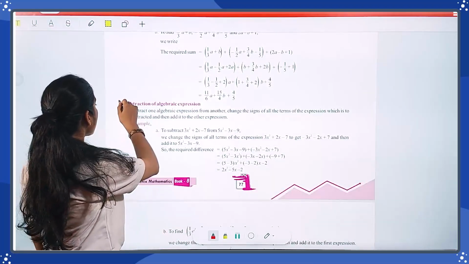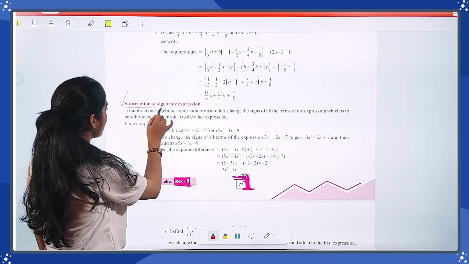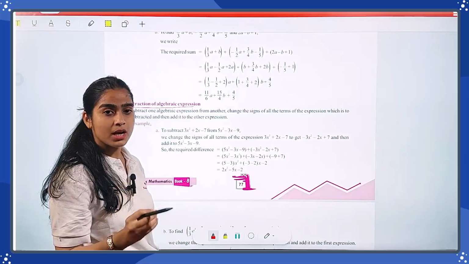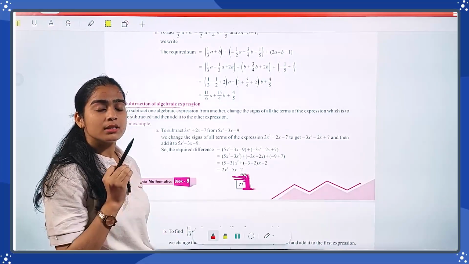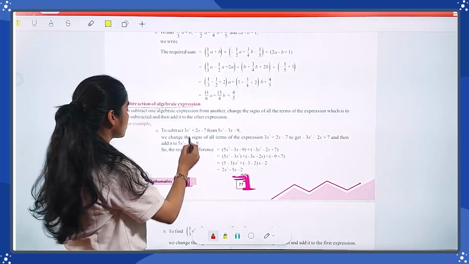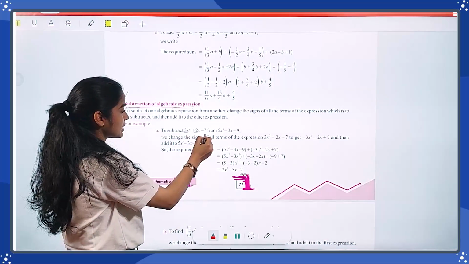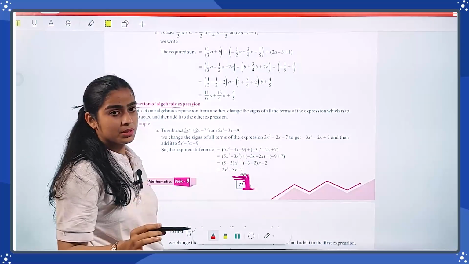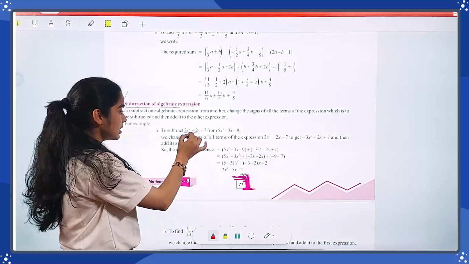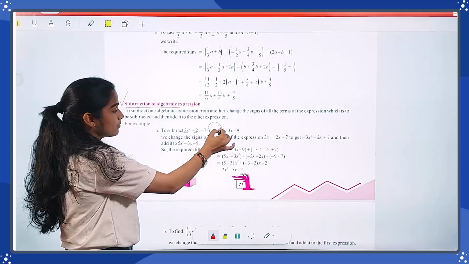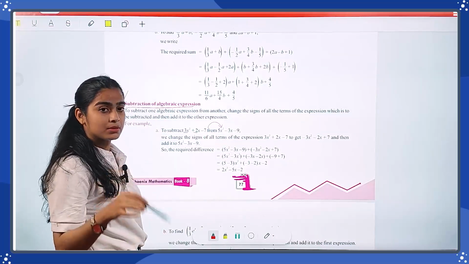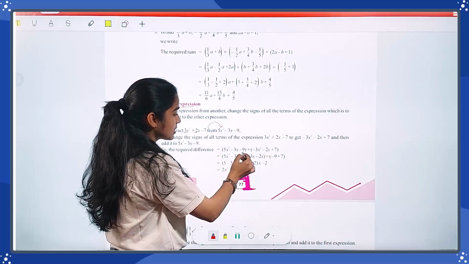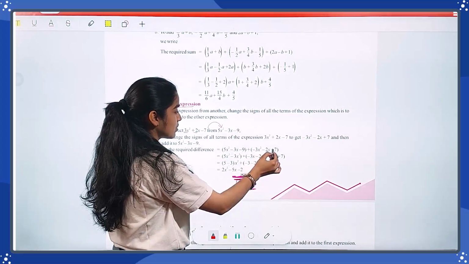The same thing we have to apply for subtraction of algebraic expressions. You just need to concentrate that you are doing the subtraction with the like terms only. So this is your question: subtract 3x square plus 2x minus 7 from 5x square minus 3x minus 9. Always remember and keep in your mind, the number after the word from, we have to subtract from that number, the first number. So 5x square minus 3x minus 9 plus minus 3x square minus 2x plus 7.